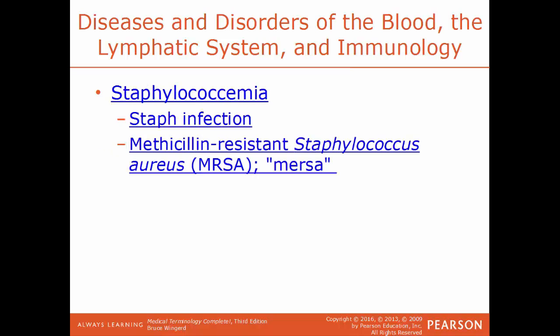Next term, staphylococcemia. We talked about this briefly earlier. This is a reference to a particular type of bacteria, cocci, which are round, spherical-shaped bacteria, that will grow in colonies that look like clusters of grapes on a vine. That's where the staphylo part comes in. So this is the presence of having staphylococci within the blood, staphylococcemia. So in a generic sense, this is often referred to as a staph infection, being infected with a staph type of bacteria.